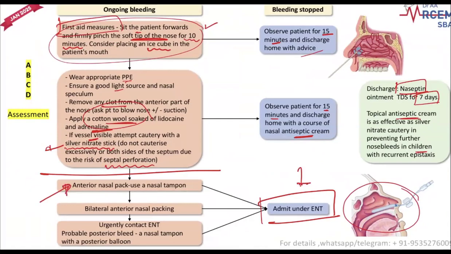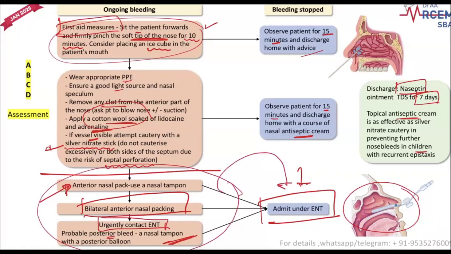If it doesn't stop, for example, the bleeding was from the right nostril, you have placed a nasal tampon in the right nostril, and it has not stopped, then you will be doing packing on the other side, on the left side also. If that also doesn't stop, then you need to start thinking it might be a posterior bleed. Nowadays, a nasal tampon with a balloon on the posterior part is available commercially. You can use those. Sometimes the bleeding might not even stop with that. You need to involve the ENT on an urgent basis. Ask them to come to the emergency department immediately. All these patients need to be admitted under the ENT. You shouldn't be discharging these patients.